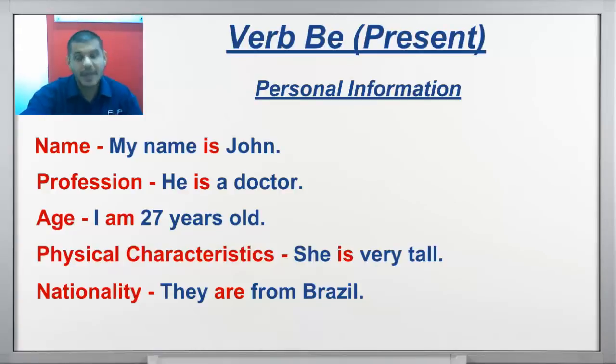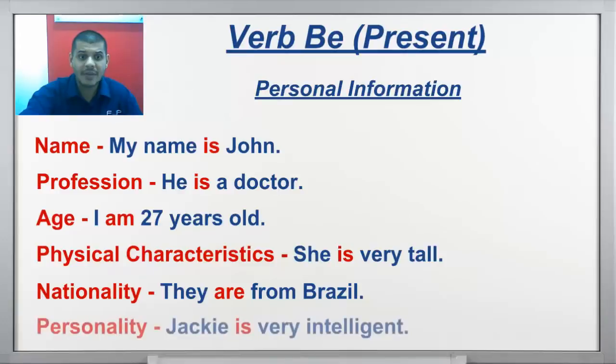They are from Brazil. And finally, another example that I have is about personality. Jackie is very intelligent. You see that I use the adjective intelligent to describe a characteristic of personality, right? So if you pay attention, all these sentences there, my name is John, he is a doctor, I am 27 years old, she is very tall, all these sentences use the verb be conjugated, of course, according to the pronoun. I, you, he, she, okay?